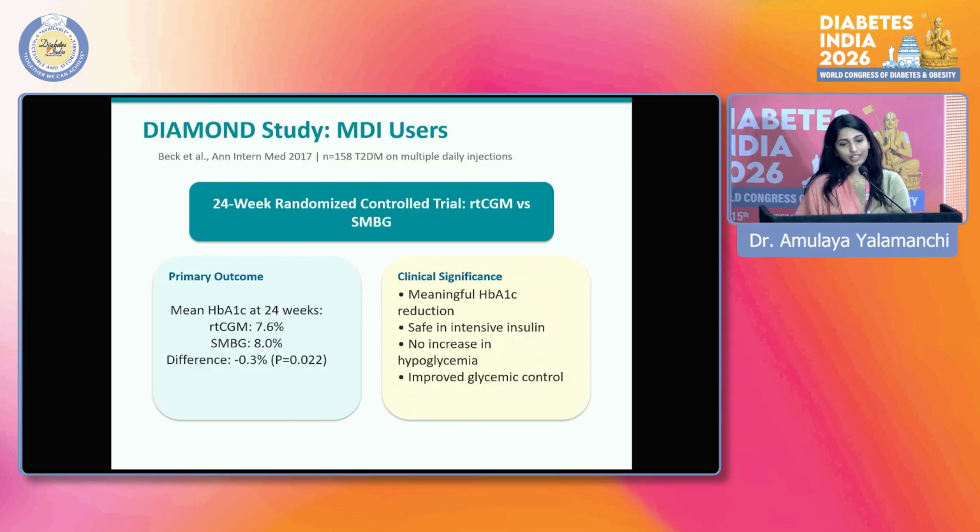And then we have the DIAMOND study, where patients on multiple daily injections were also randomized, and even in that patient group, there is a mean difference of 0.3% excess HbA1c reduction in patients on CGM. Even without any increase in insulin dosage, they have no increase in hypoglycemia and improved glycemic control.